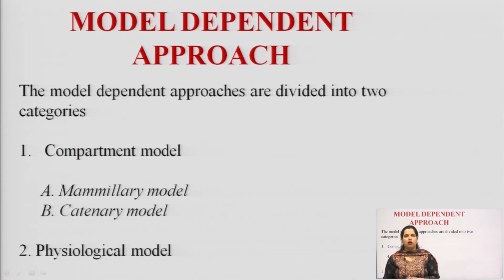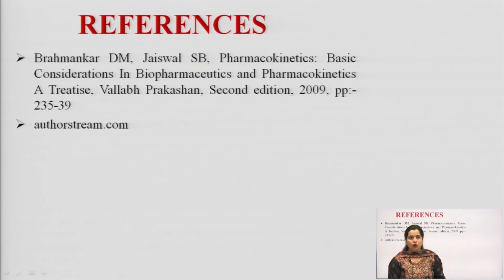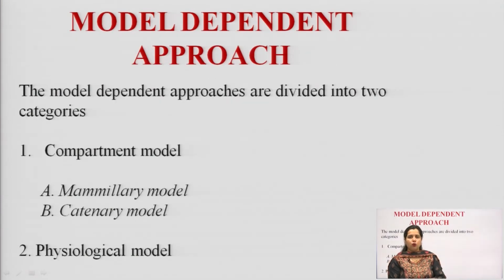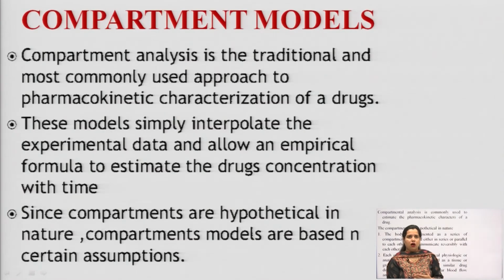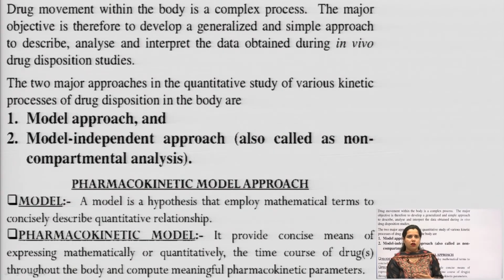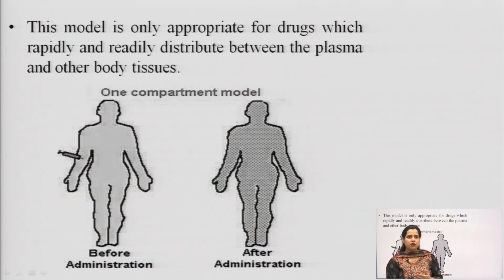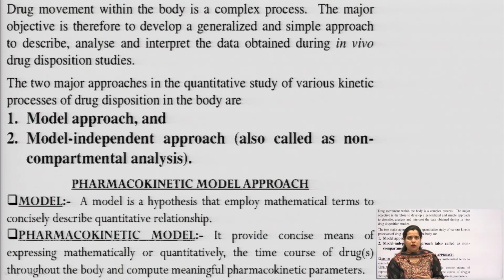So, basically as I have told you, it is divided into two categories. First is the compartment model, which includes the mammillary model and catenary model, and second is the physiological models. So, these are references. Once again I would like to give the highlights of this presentation, like how it is considering the body as a compartment. So, you see here, set drug movement within the body.